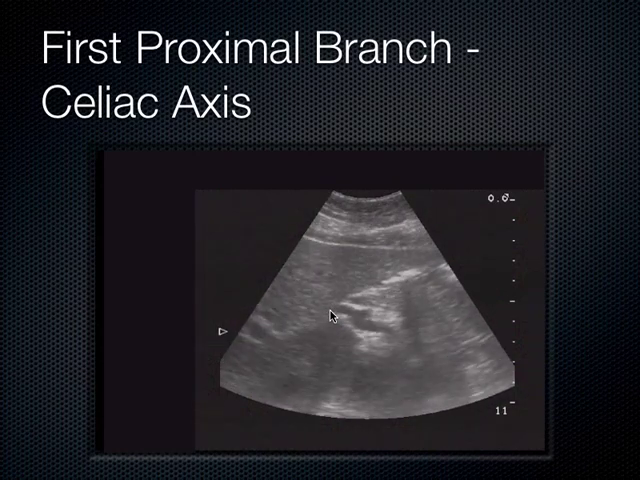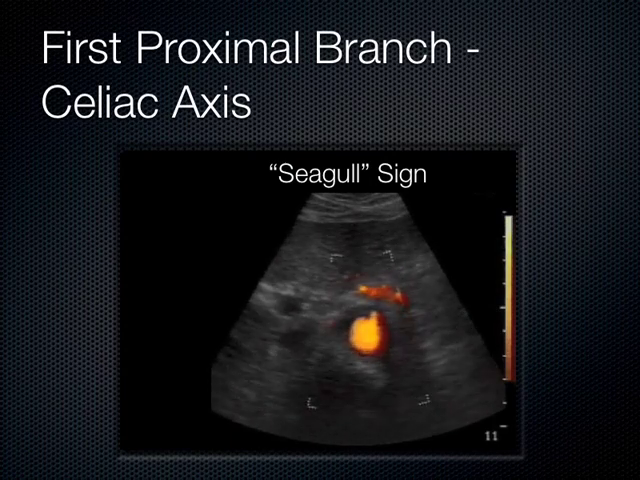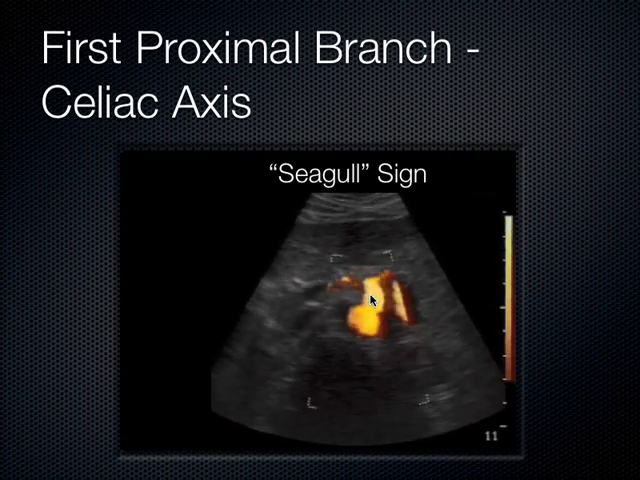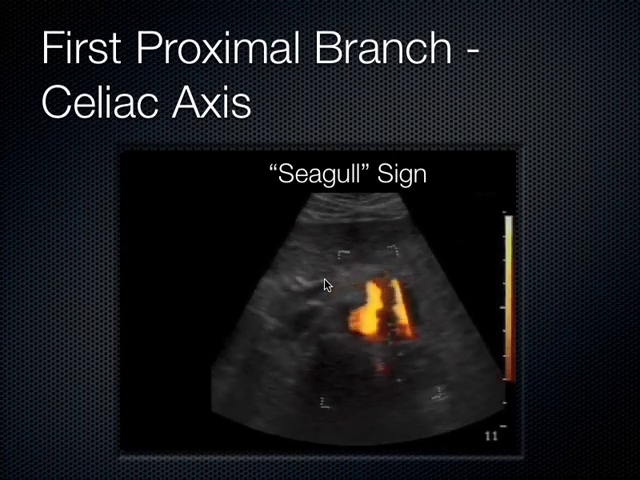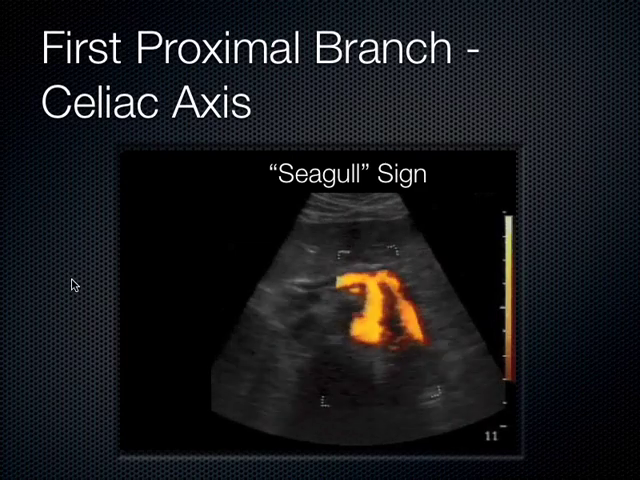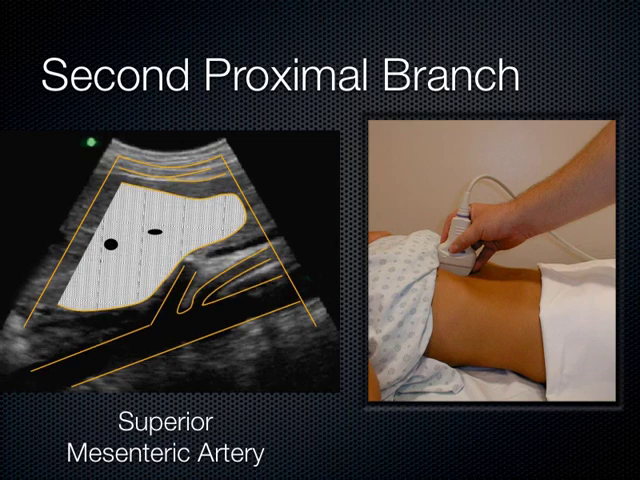All right. Now when you put some color on this, it looks like a seagull. So here's the aorta, celiac axis, splenic, and common hepatic, thank you. Cool? All right, what's the next branch? SMA. We can see it over there on the sagittal view on that image off to your left.